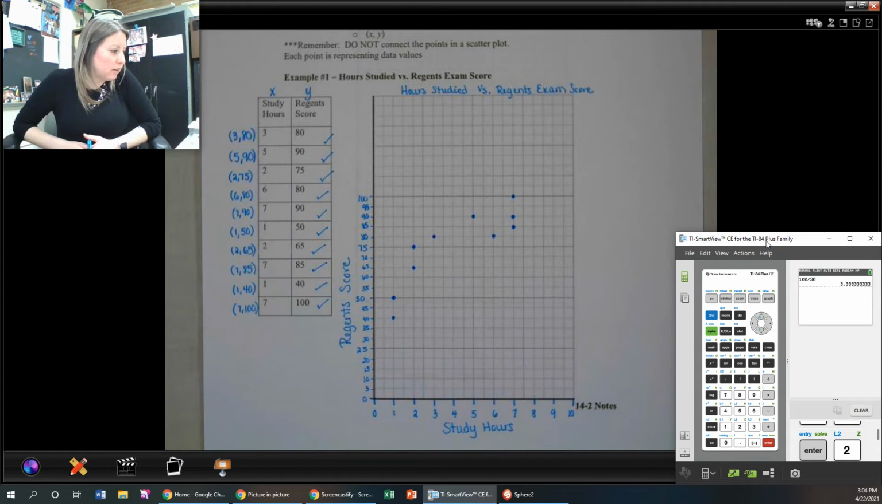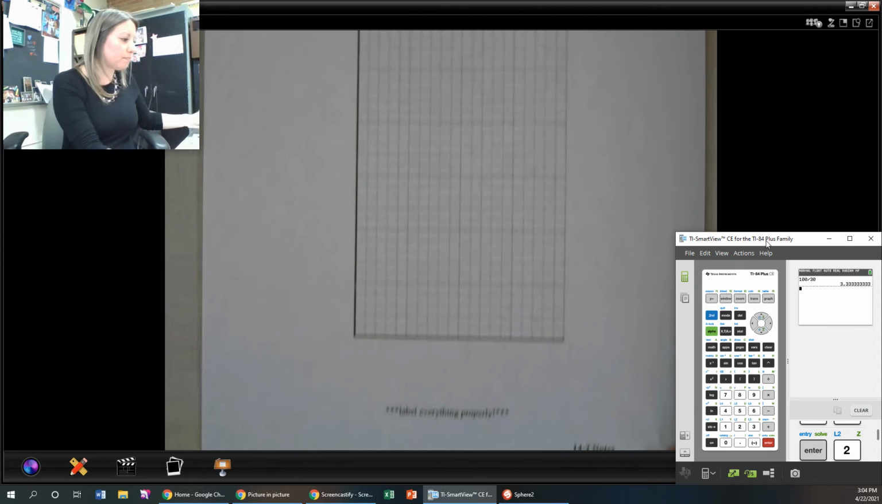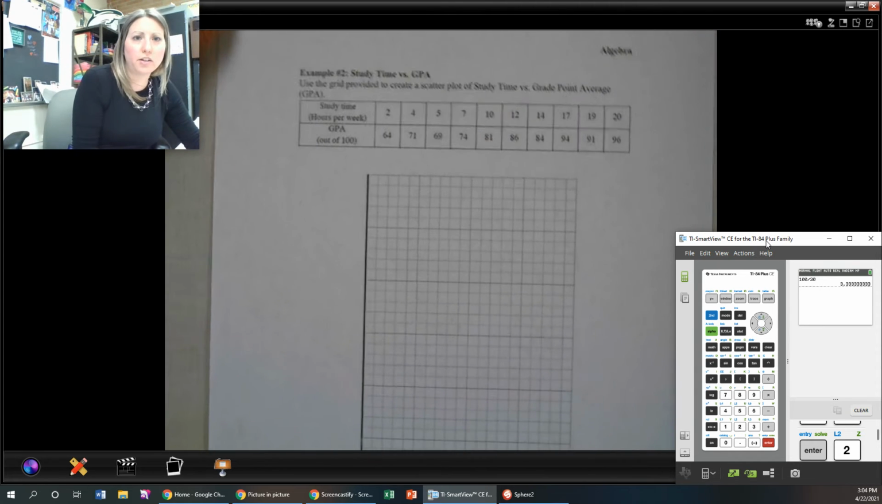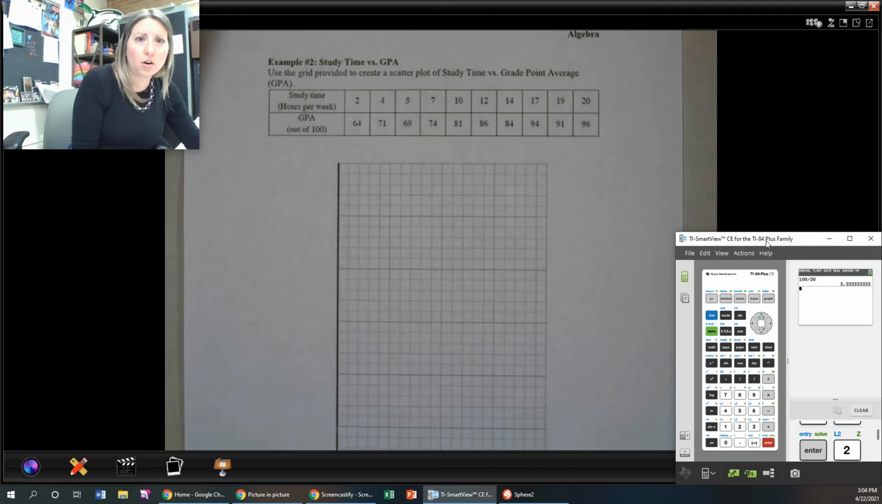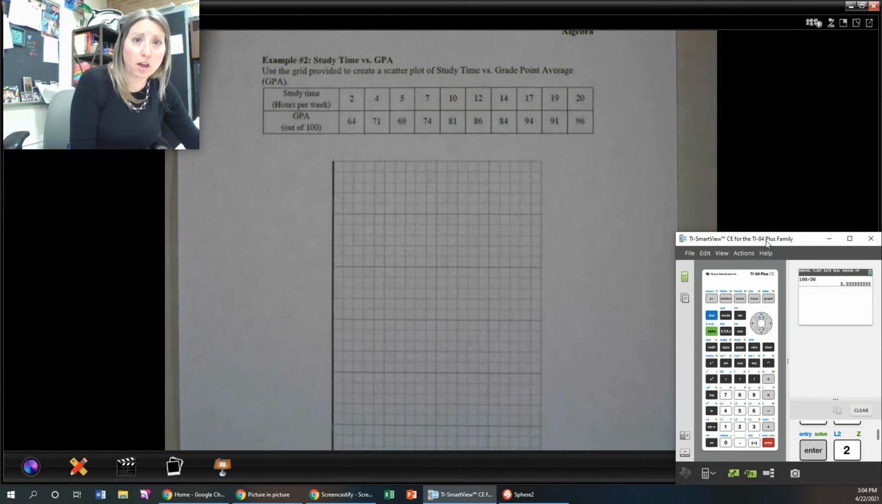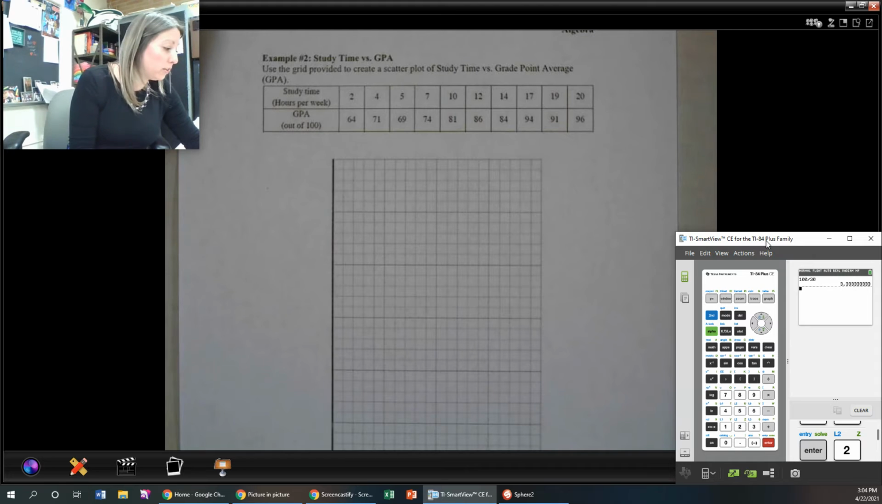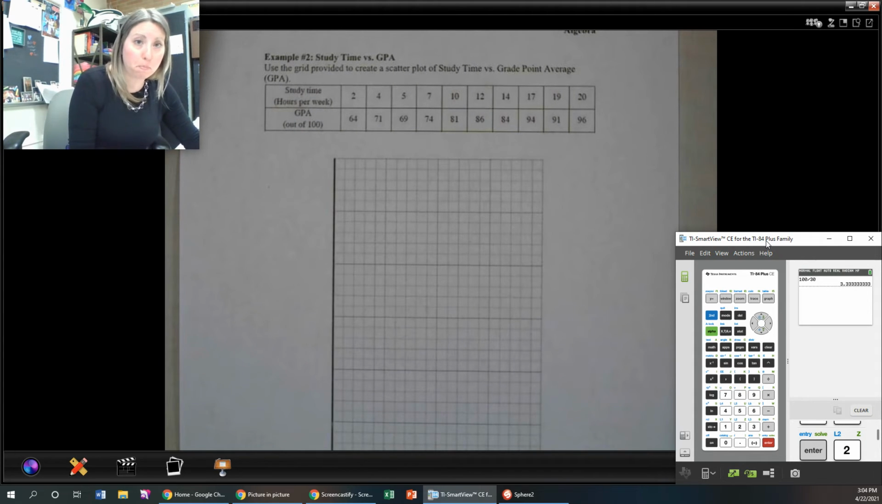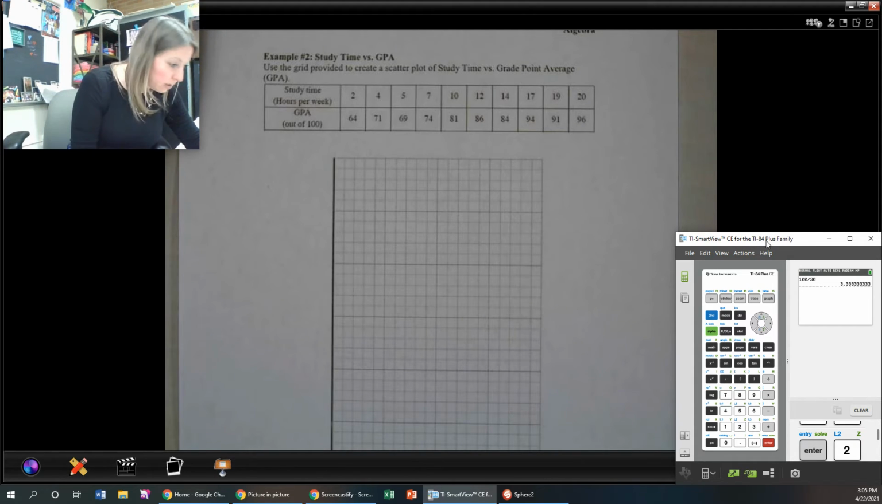All right, that's how we're kind of starting here. Let's do one more together. Study time versus GPA. So what parts we'll do together here is we'll decide who's X and who's Y. Pretty similar to the last one, so it'll be kind of easy. We'll decide our scale together. A little bit different this time, scale-wise, I think. And then I'll have you plot your points and we'll come back and make sure that our plots are the same. So let's do that.